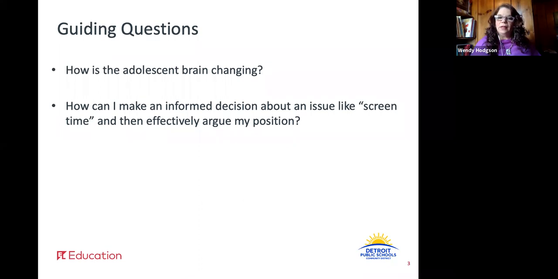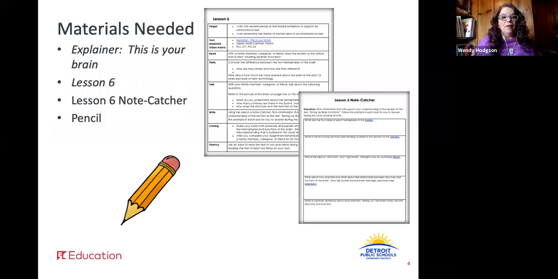This week, we're really thinking more deeply about the adolescent brain and the different parts of the brain. So our article that we read yesterday had a lot to do with the development of the hemispheres of the brain and the lobes of the brain, and that's the article we'll continue to work with today.